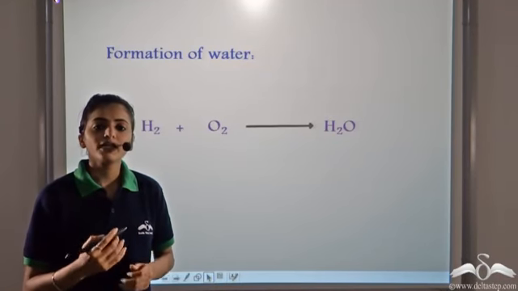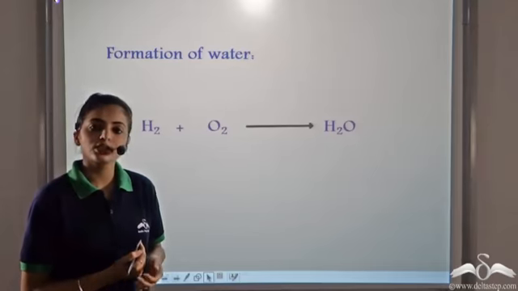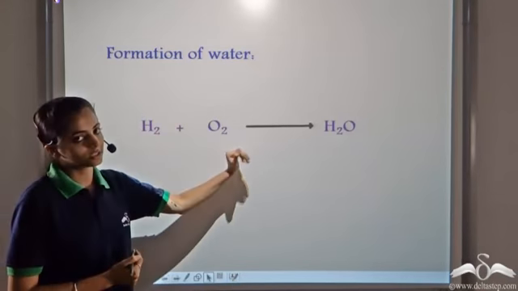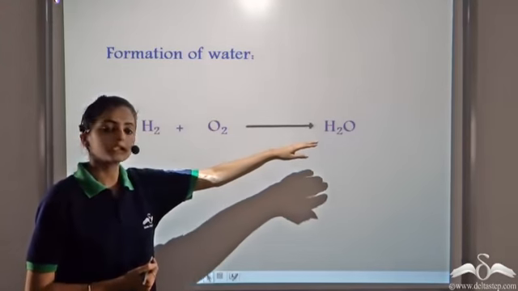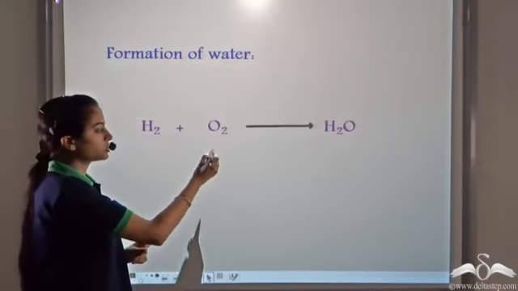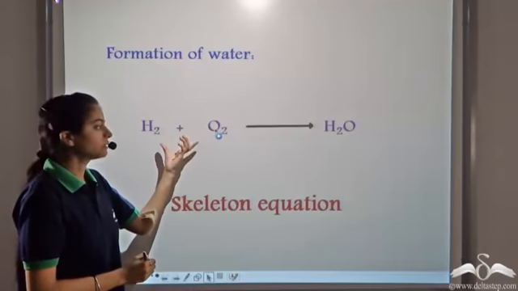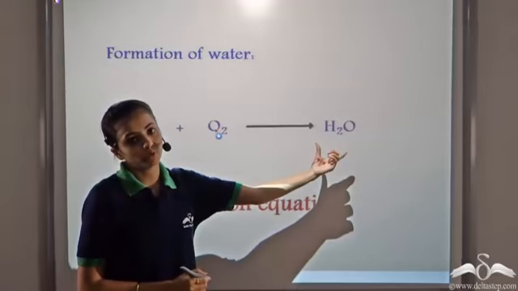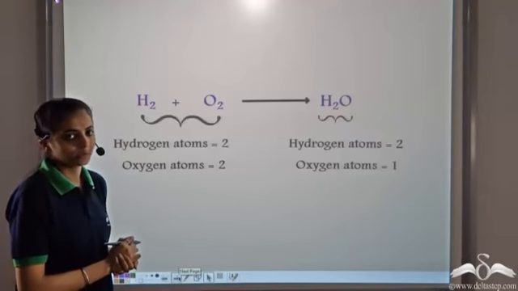Water, a very essential substance for the survival of life. Let's look at its formation. Water is formed from hydrogen and oxygen. So when hydrogen combines with oxygen, it gives us water. Such an equation is known as a skeleton equation, which shows the reactants that participate in the chemical reaction to form the product. Now, let's count the number of atoms in this equation.